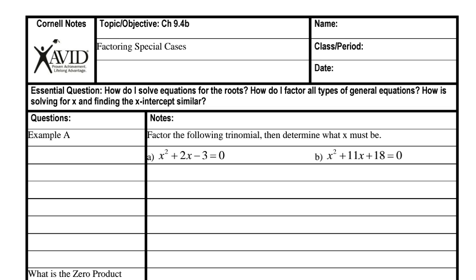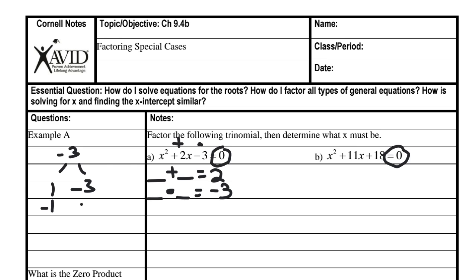Okay, example A. Factor the following trinomial, then determine what x must be. So when you see something like this, always make sure that your equation equals 0. That is priority number 1. Then it's what we did in 9.4a. We go through and ask ourselves the two questions, remembering that the two questions are what adds to b, and what multiplies to c, which in this case is -3. So we're looking for two numbers that have to add to 2, and those same numbers have to multiply to -3. Okay, and remember to do that, we break down -3, so that's 1 and -3, or -1 and 3.